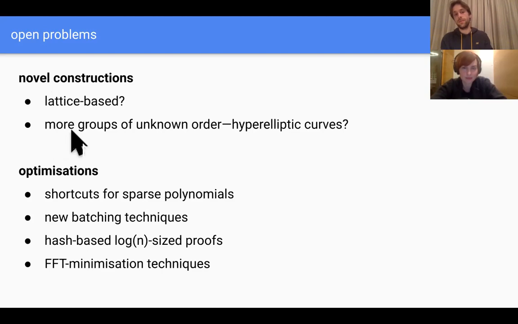Another interesting question is, can you come up with more groups of unknown order? So we have RSA groups, class groups. Can you come up with something new? Actually, Dan Boneh is trying to make hyperelliptic curves work. As I understand, these hyperelliptic curves are groups of unknown order. It's really difficult to compute the order of the group, but they have a problem, which is that you can compute the order of some elements in the group. And it turns out that you need a bit more than a group of unknown order. You need the so-called adaptive root assumption to hold. And this doesn't hold if you know even the order of one group element.